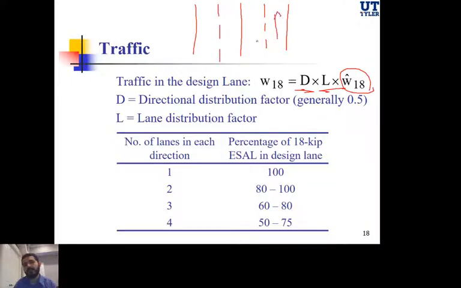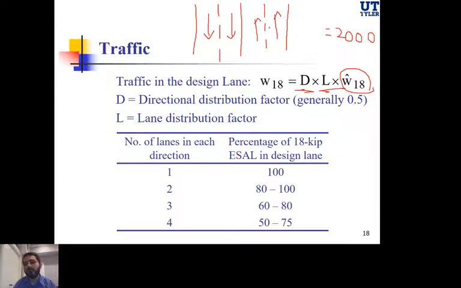So I have two lanes here, and I have two lanes in the opposite direction. So if we measure the amount of traffic, and the amount of traffic, which is W18 or ESALs, is equal to 2000 ESALs.